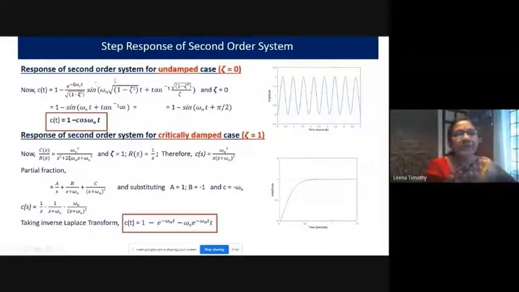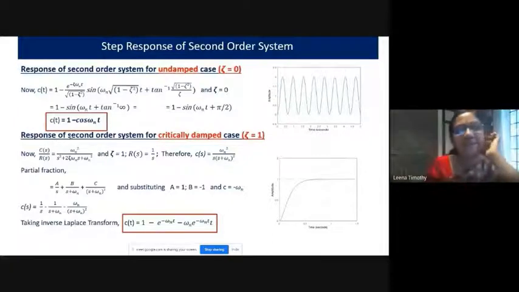What we have to do is put theta is equal to 0 in the expression for the output response. Then you will get tan inverse infinity, pi by 2, 1 minus cos omega n t. So this is the expression for the undamped case c of t. Next we can study the response of a second order system.